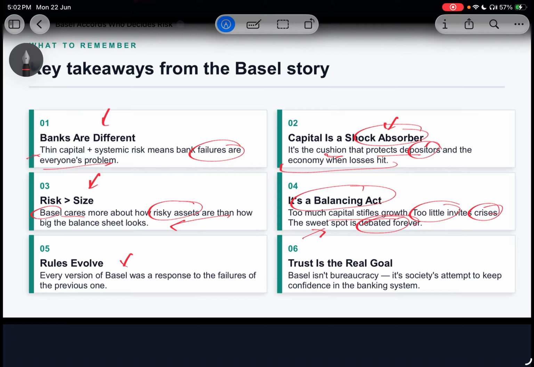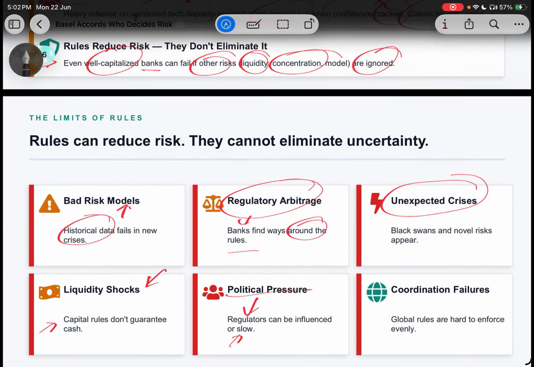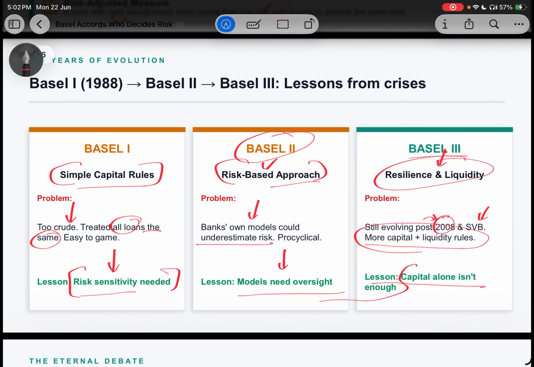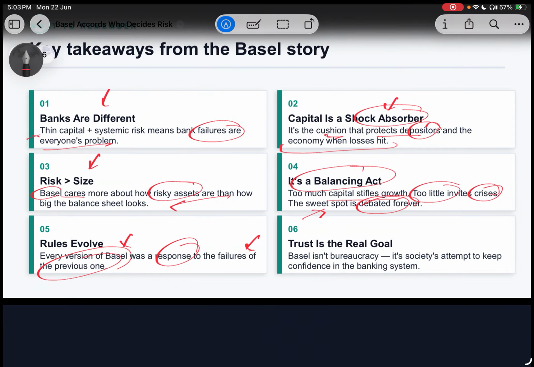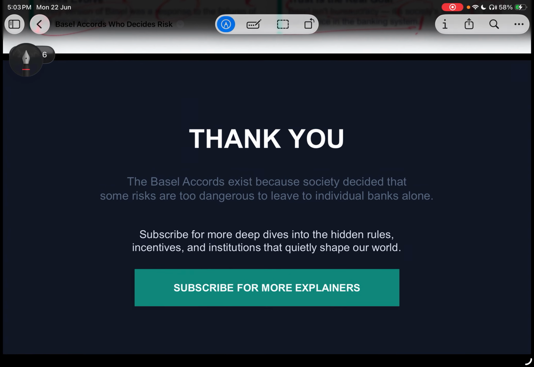Rules basically evolve. Every version of Basel was a response to the failure of the previous one. We've actually heard about it, right? How? See, risk sensitivity was needed, so it was a risk-based approach. Models needed oversight, so it was focusing on resilience and liquidity, right? The trust is the real goal. Basel isn't just bureaucracy, right? It's society's attempt to keep confidence in the banking system, right? So this was all about the Basel Accord and norms.